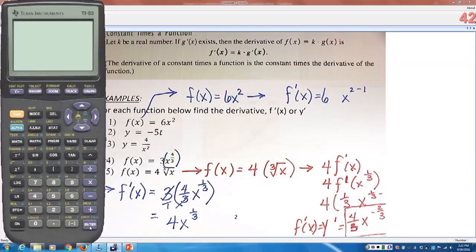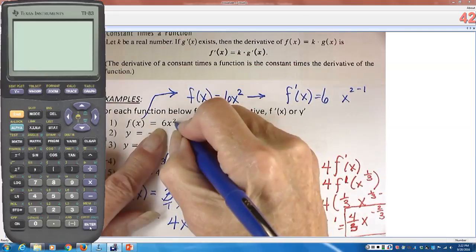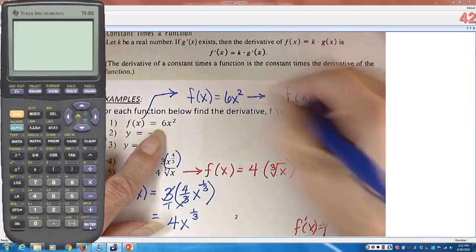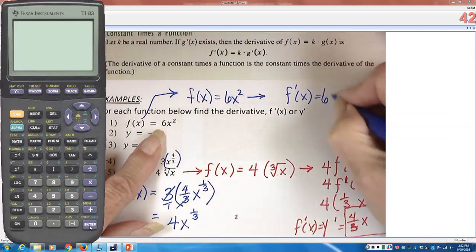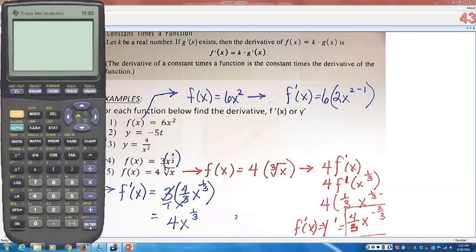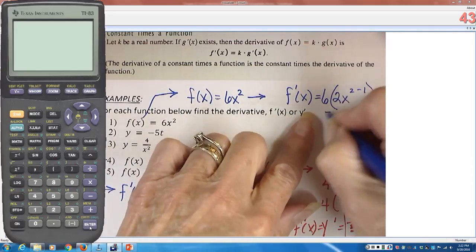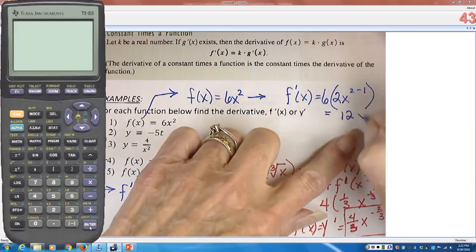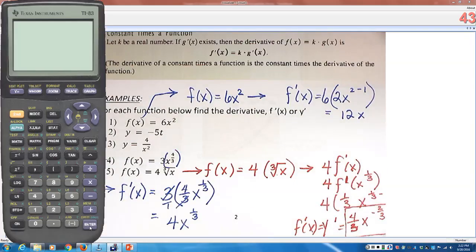So the power rule says that you take this 2 and you drop it down in front. So when I bring that 2 down in front, it's going to sit right here. So you bring your power down in front, and then you subtract 1 from your power. So now I have 6 times 2 is 12x, and I don't need to put the first because I know that that's a 1. Okay?